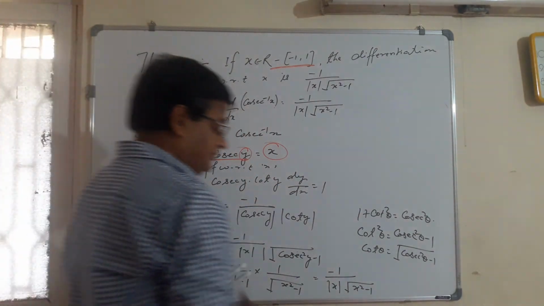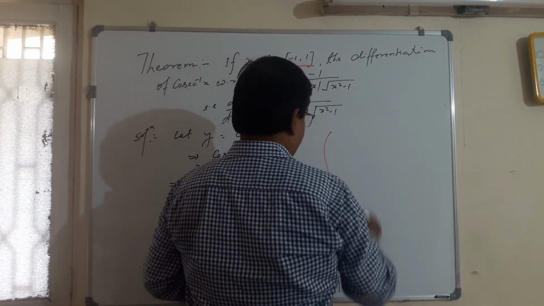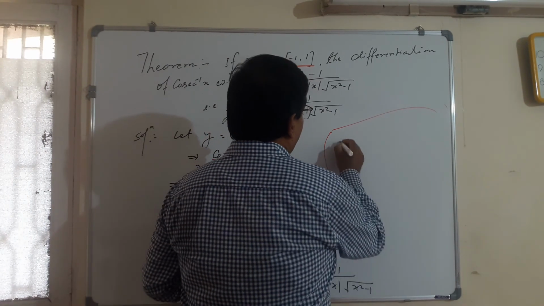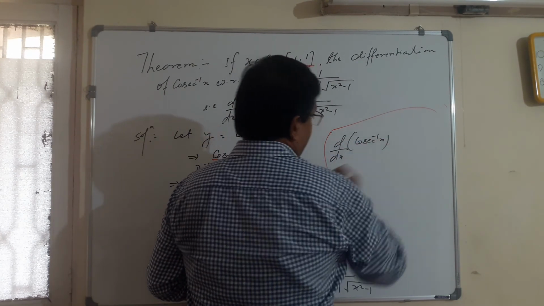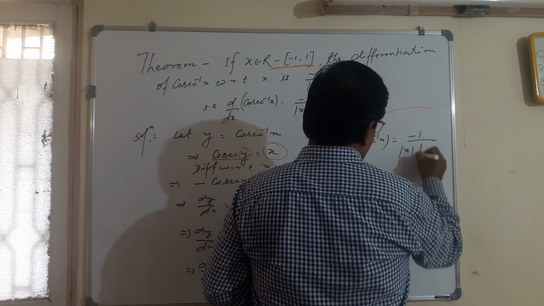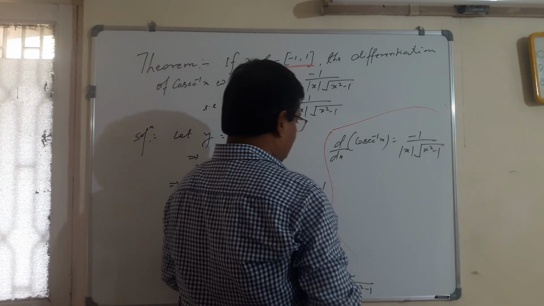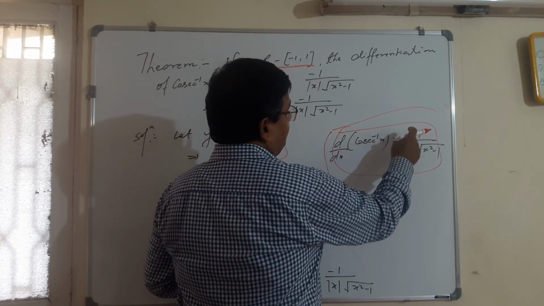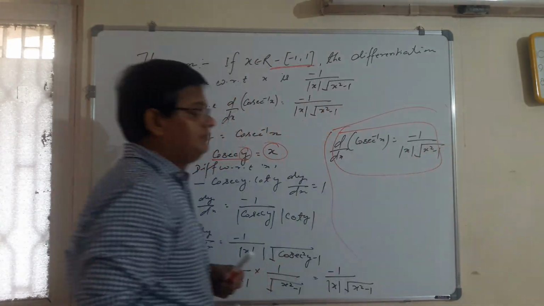So it means the differentiation of cosec inverse x is equal to minus 1 divided by mod of x into square root x square minus 1. This is the formula you have to keep in mind. So the differentiation of cosec inverse x is equal to minus 1 divided by mod of x square root x square minus 1.